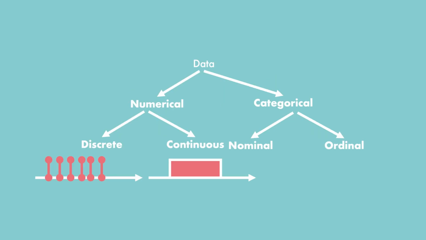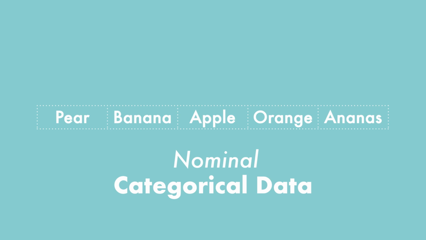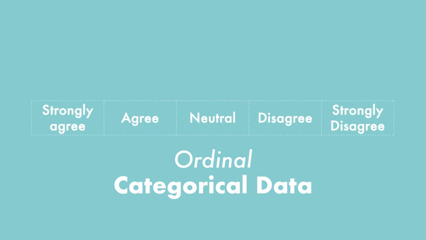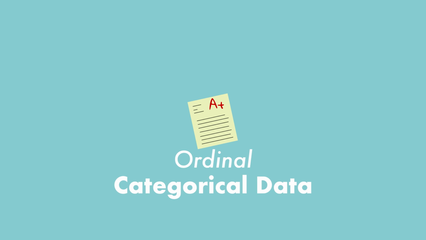In the same way, we can subcategorize categorical data into nominal data when there is no natural order between the categories. This happens, for example, when we talk about profession or gender. The data can also be ordinal when there is a natural order between the categories. An example of ordinal data are educational grades or preference rankings.